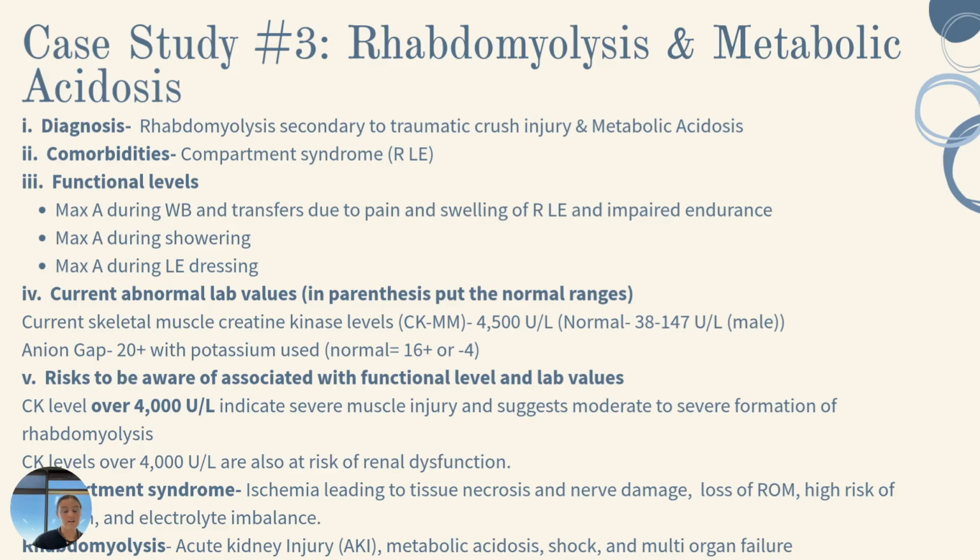causing an increased release of more creatine kinase, myoglobin, and electrolytes that were already being released. And then that just being an ongoing cycle, causing it to increase all of these levels and possibly lead to renal or kidney injury. And then rhabdomyolysis, as I said, acute kidney injury, metabolic acidosis, shock, and multi organ failure.